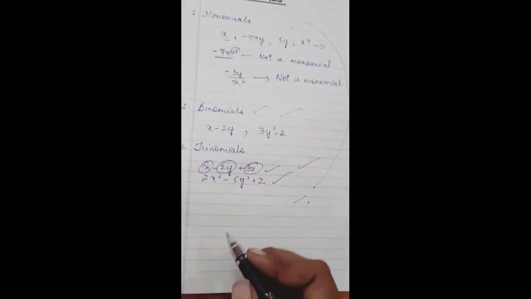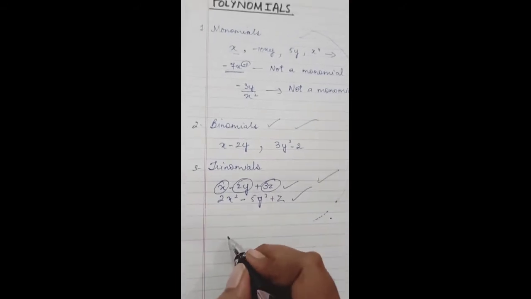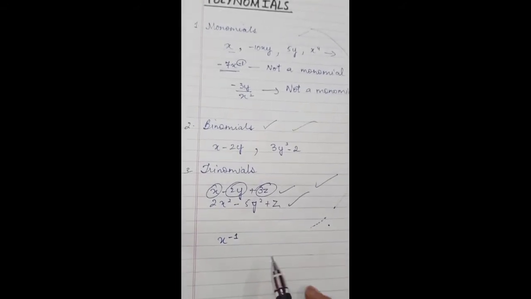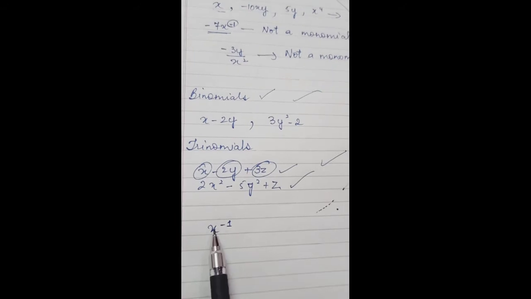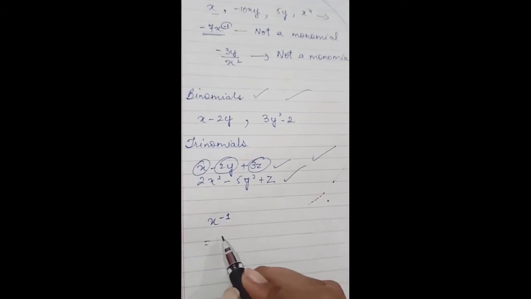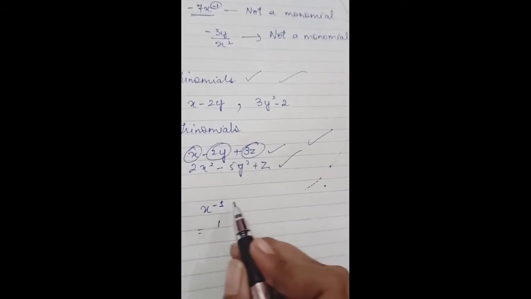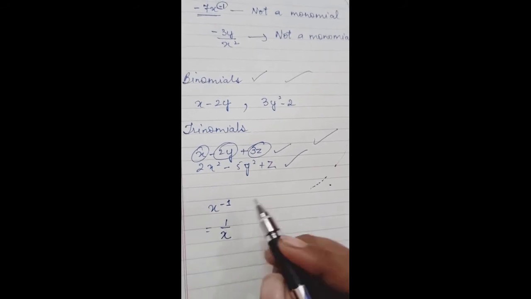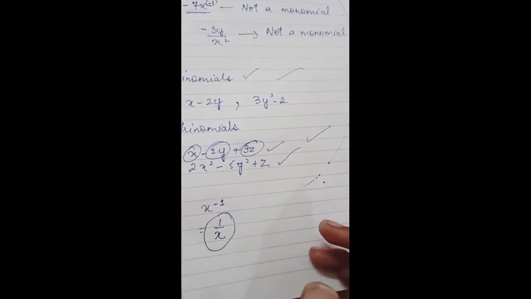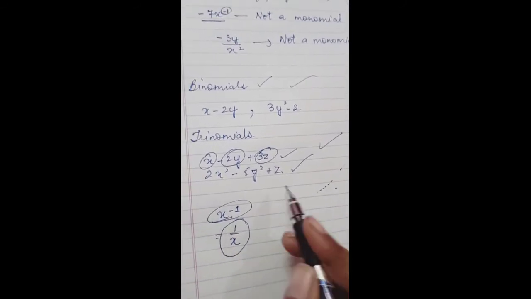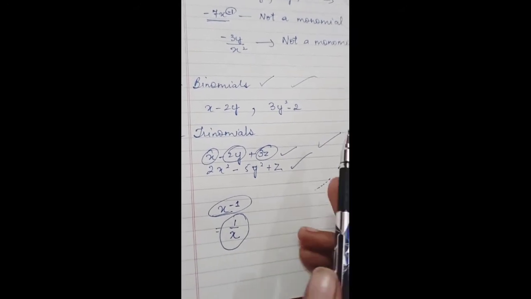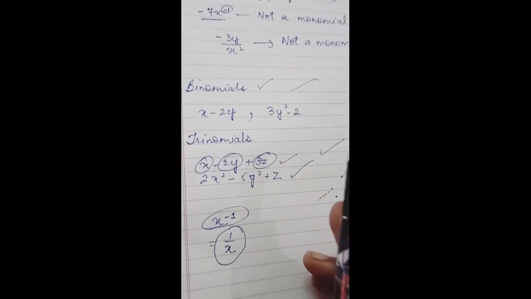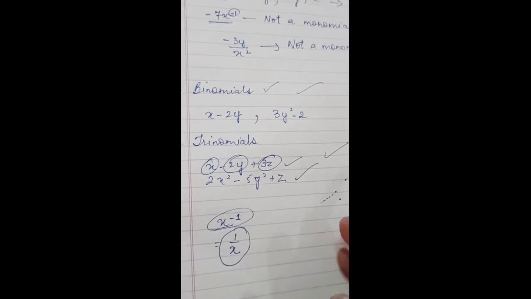For example, if we take x to the power minus 1, here the power is minus 1, then what does it mean? You can write x to the power minus 1 as 1 by x. So it is not a polynomial, because in a polynomial the variable must have whole number exponents.